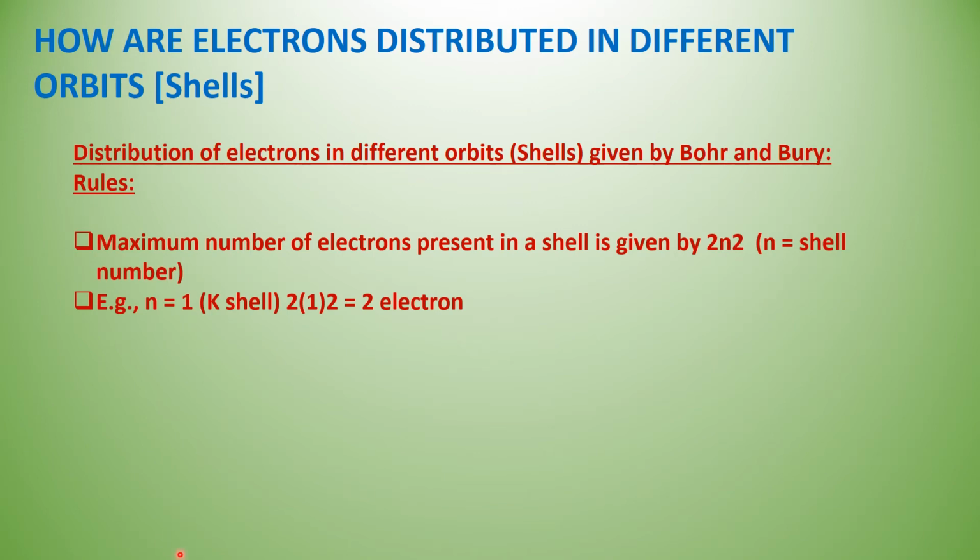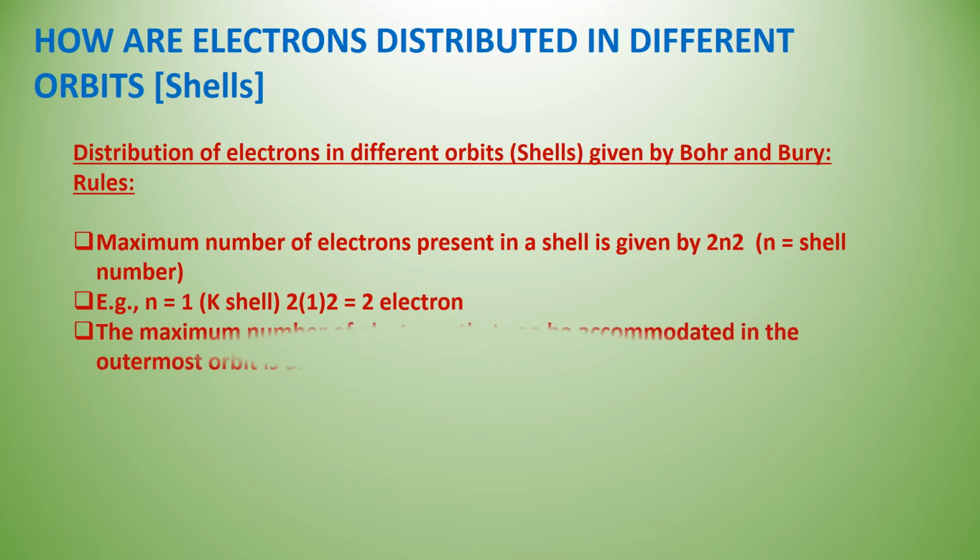That means you have to calculate 2n square, then only you will get how many electrons can come here. That is, n is a shell number. For example, n is 1, that means K shell. So 2n square, 2 into 1 square, that is 2 electrons it will come. Okay, 2 electrons.